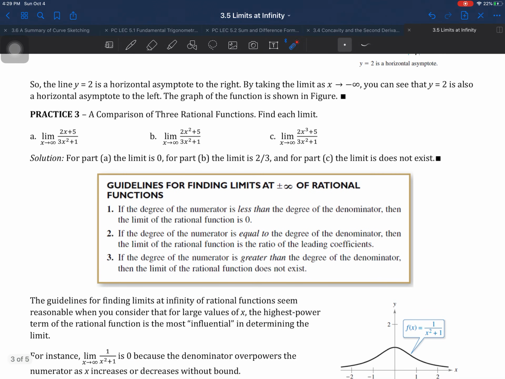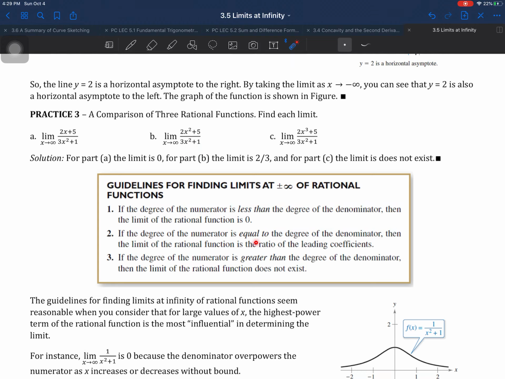And what you guys will recognize is that there are some guidelines that we have discussed in college algebra. If the highest degree of the denominator is greater than the highest degree of the numerator, then the limit, or the horizontal asymptote, happened to be 0, right? If the degree of the numerator is less than the degree of the denominator, then the limit of the rational function is 0. So this gave us a horizontal asymptote of 0. When the highest degrees of both numerator and denominator were the same, then we look at the ratio, right? 2 over 3.